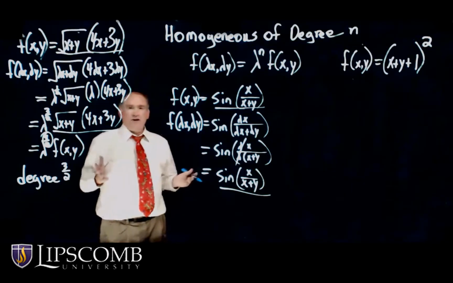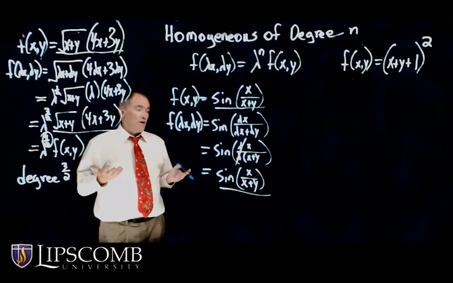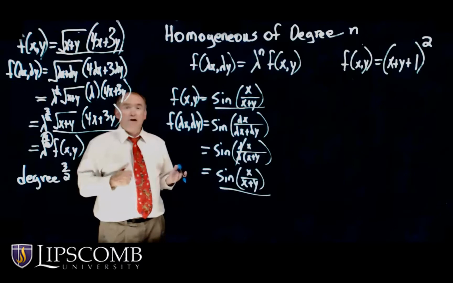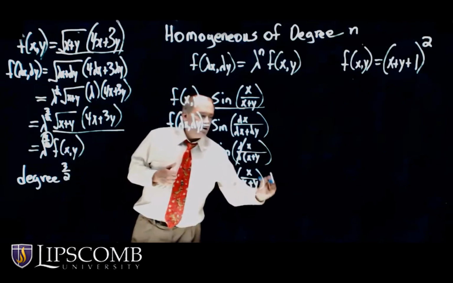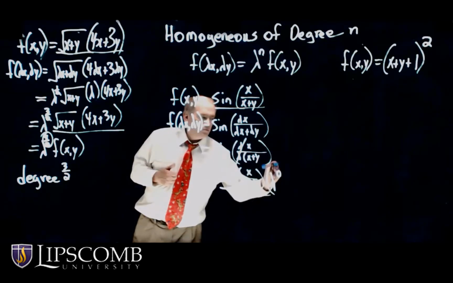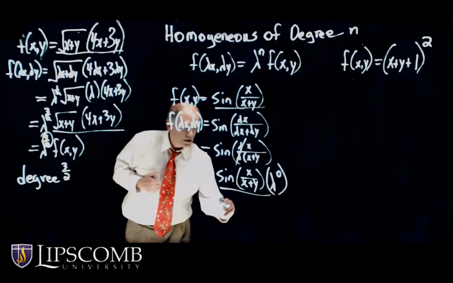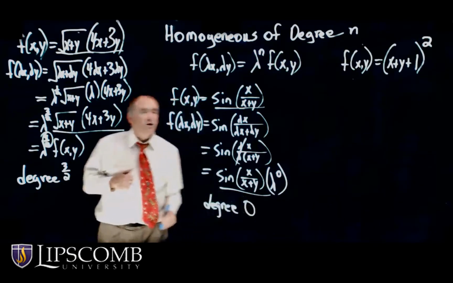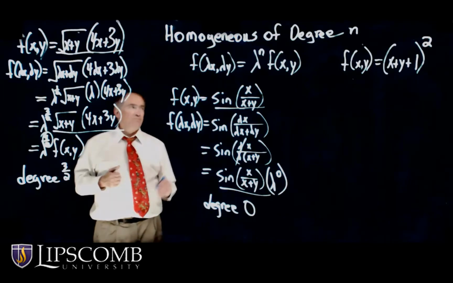Somebody might say, well, this isn't homogeneous of degree n because I ended up with the original function. There's no lambda outside. But think about it. Really, this is lambda to the 0. So this is of degree 0. It's homogeneous of degree 0 in this case.